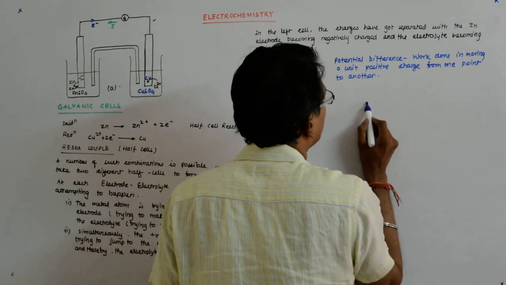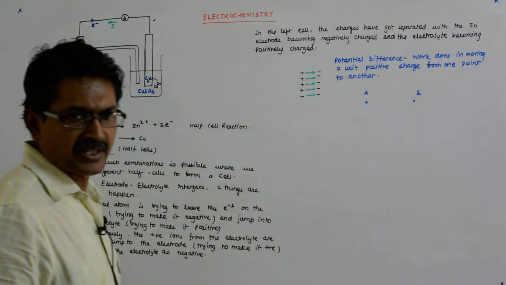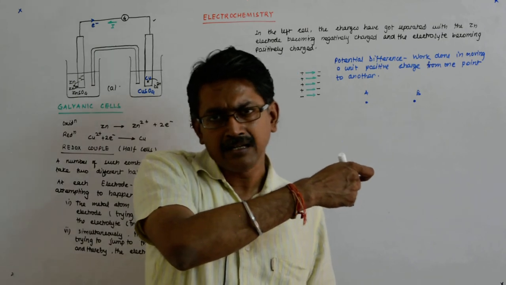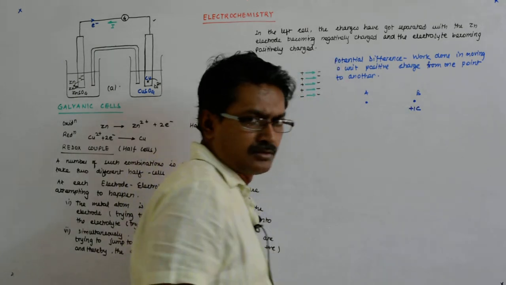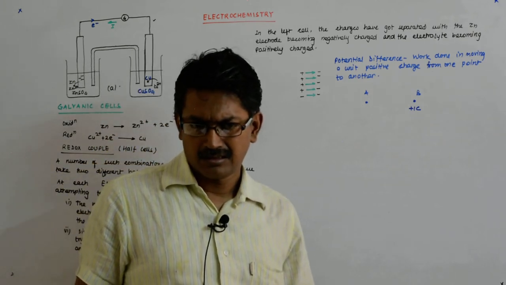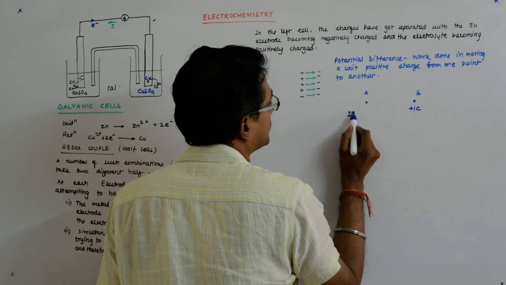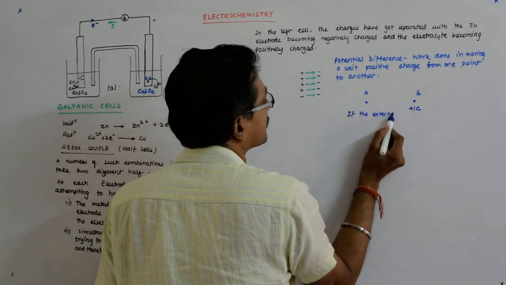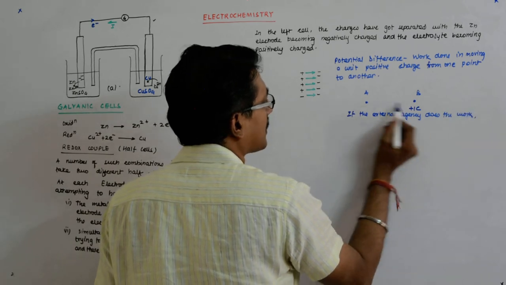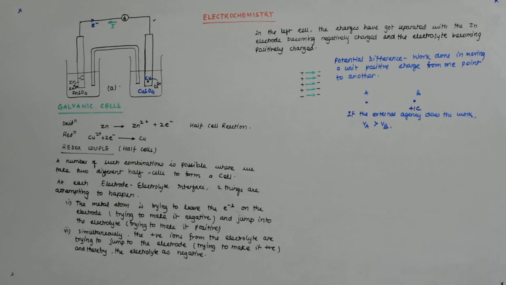Now what happens? So suppose this is a point and this is a point. We want to find out the potential difference between point A and point B. So I start from point B with a 1 coulomb charge, and then I try to move towards A. Okay, if I have to do work, if the external agency does the work, then potential of A is greater than potential of B. Okay.